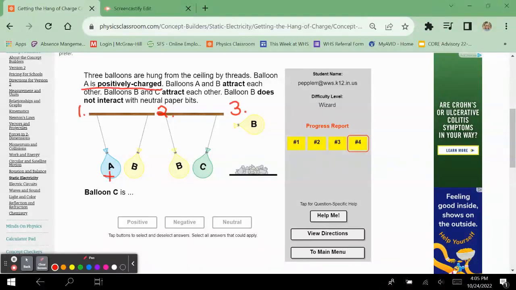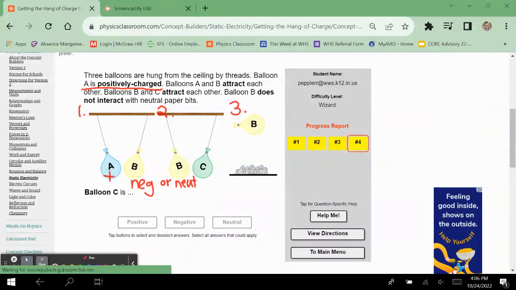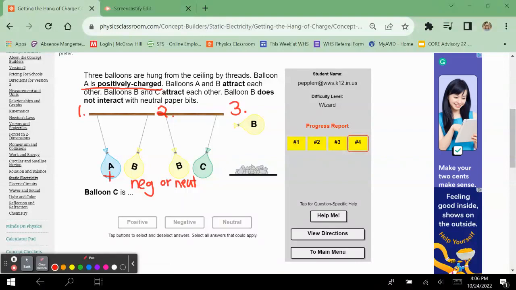A is positive. So it says A and B attract. So with just thinking about information 1, I know that B is either going to be, since they attract, negative or neutral. Okay. B is negative or neutral. When I look at C then, so this is B. B is negative or neutral. What I need to think about is, and this is because A is positive.